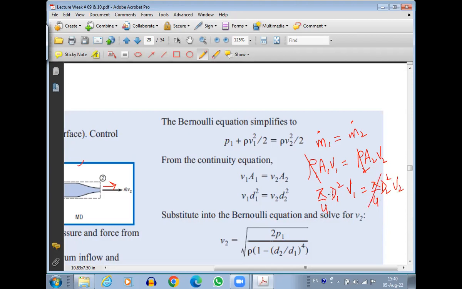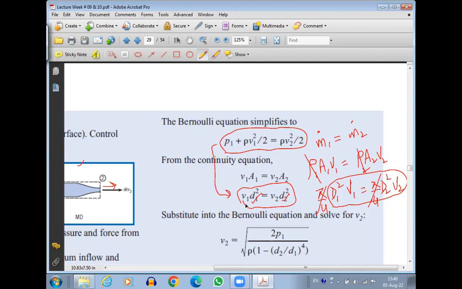Now the thing is that pi by 4 will cancel. We get another equation where we are connecting v1 and v2 together. So that's v1 d1 square equals v2 d2 square. Now we have two equations, two unknowns. d1 and d2 are known. We know d1 and we know d2, so v1 and v2 are unknowns. And we have this other equation where v1 and v2 are unknown. So now we are going to use these two equations simultaneously.